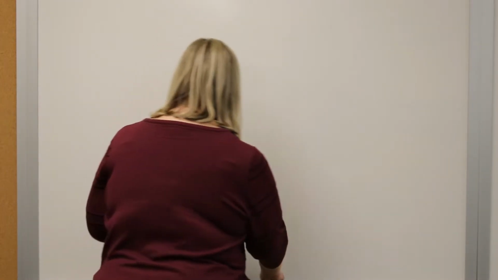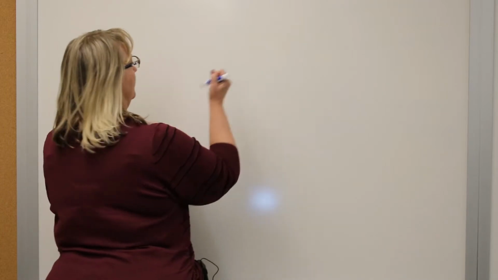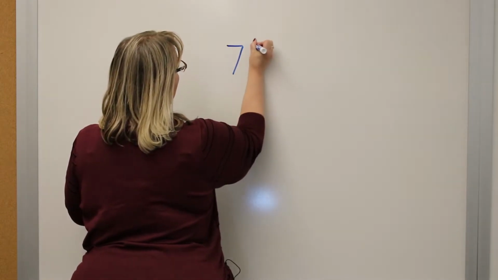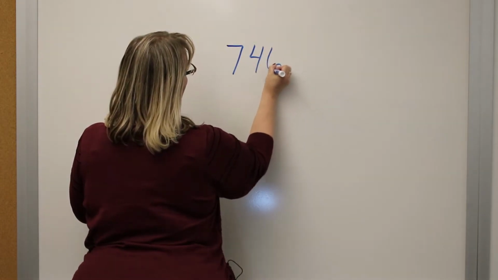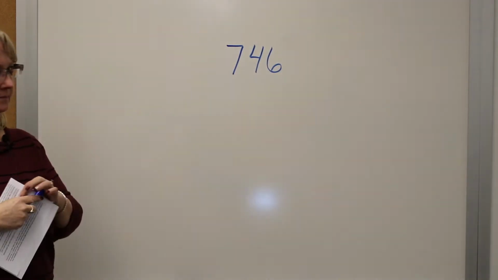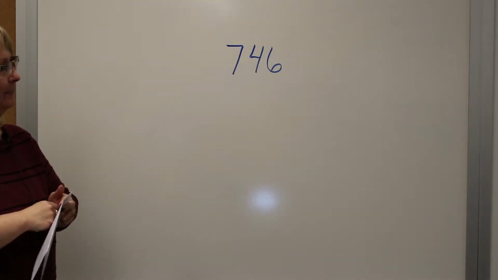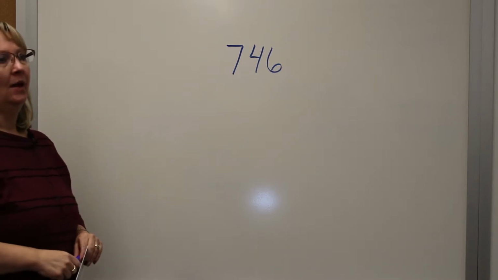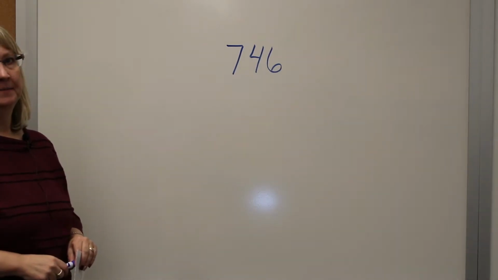So first of all, I want you to take a few seconds to think about what place value each digit is in and the value of that digit. And here's the number I want you to look at. Remember, we're thinking about what place each digit's in and what its value is.